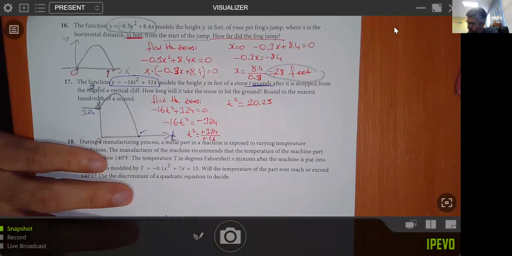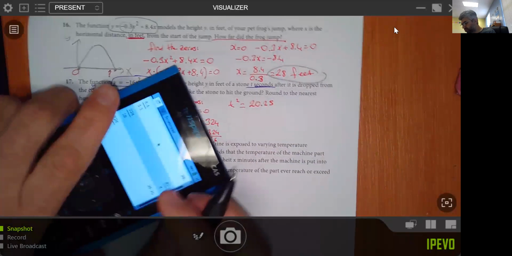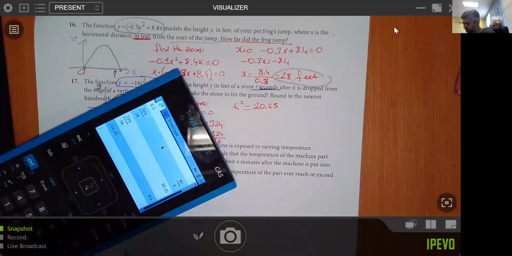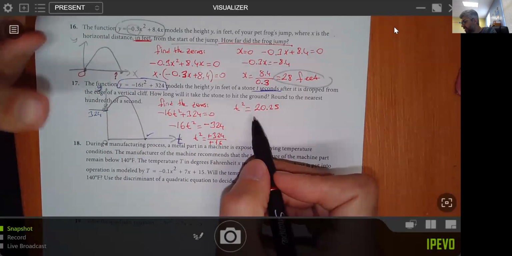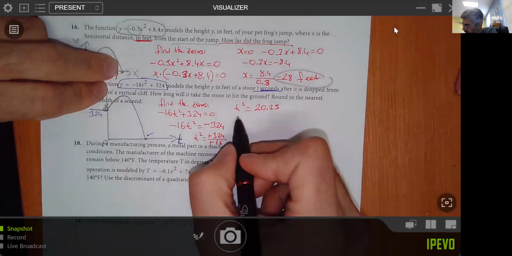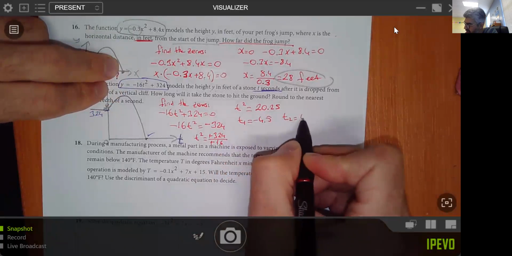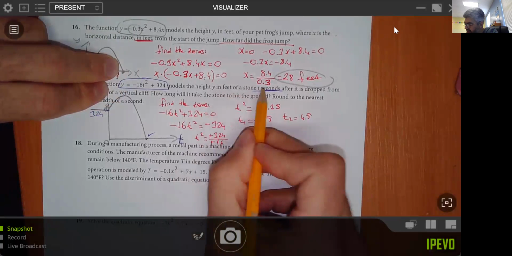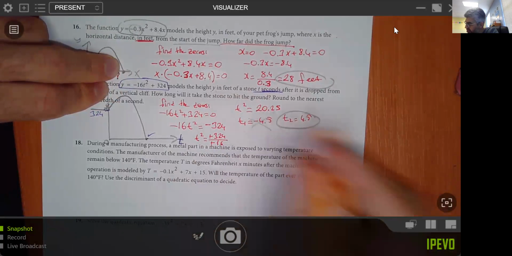So what is t? I need to find this t value. So I have to take the square root of 20.25, and that is 4.5. Normally we have two values, right, guys? So from here come two values, negative 4.5 and positive. Let me write them out. T sub 1 is negative 4.5. T sub 2 is 4.5. But time cannot be negative. Because of that, the answer is 4.5.